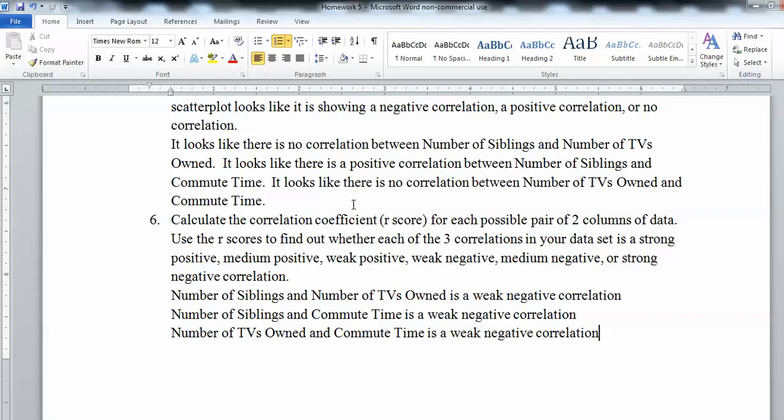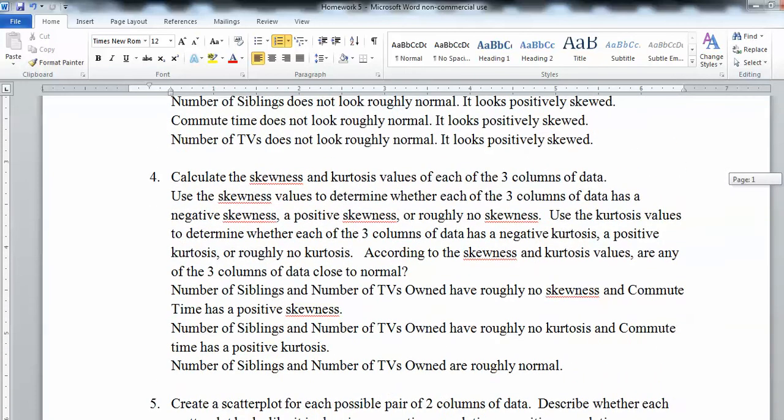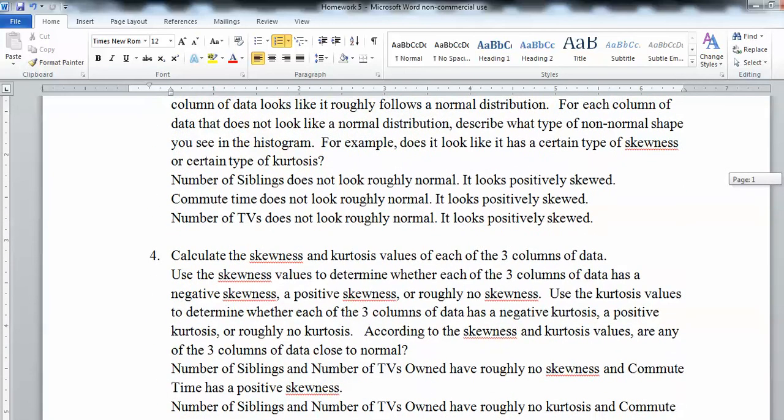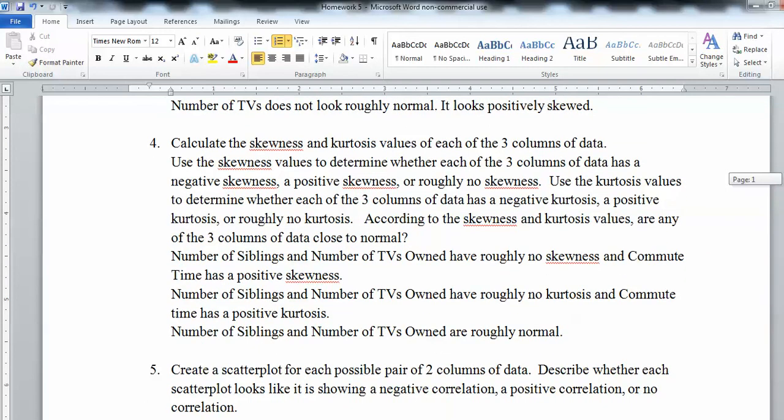So question number 5, you only use the scatter plot, and question number 6, you only use the R-scores. Just like how up here, in question number 3, you only use the histograms, and question number 4, you only use the skewness and kurtosis values.